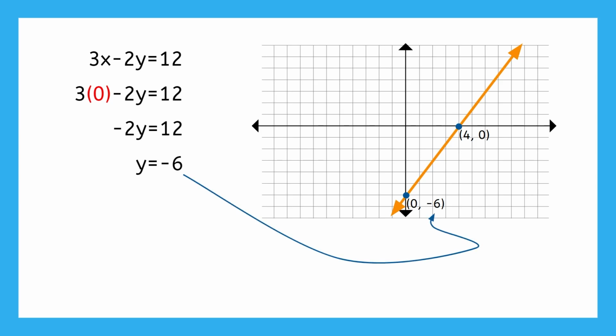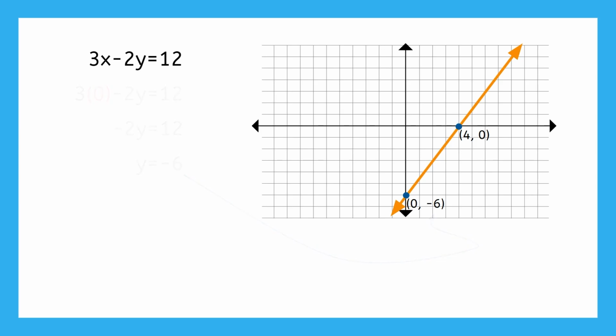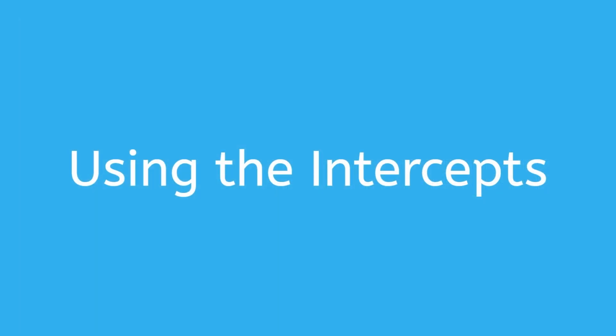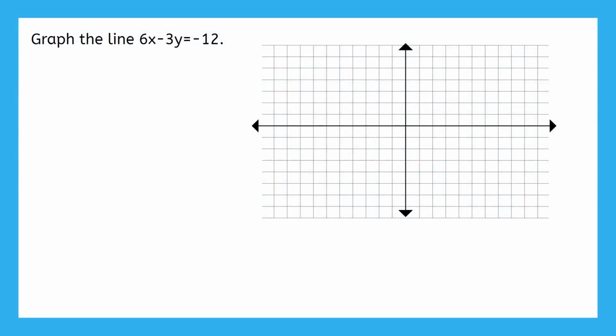Now, once we have these two intercepts, how do we get this line from them? Well, we just need to draw a line that connects them as accurately and as straight as possible. This leads us into our first method of using intercepts to graph equations in standard form. Let's give this a try. Actually, why don't you give this a try? I bet you could do it without me.